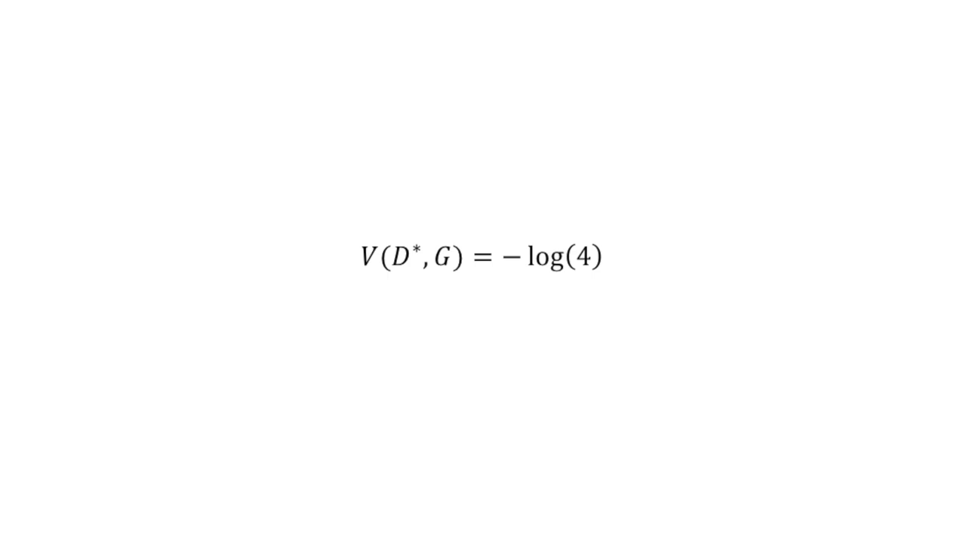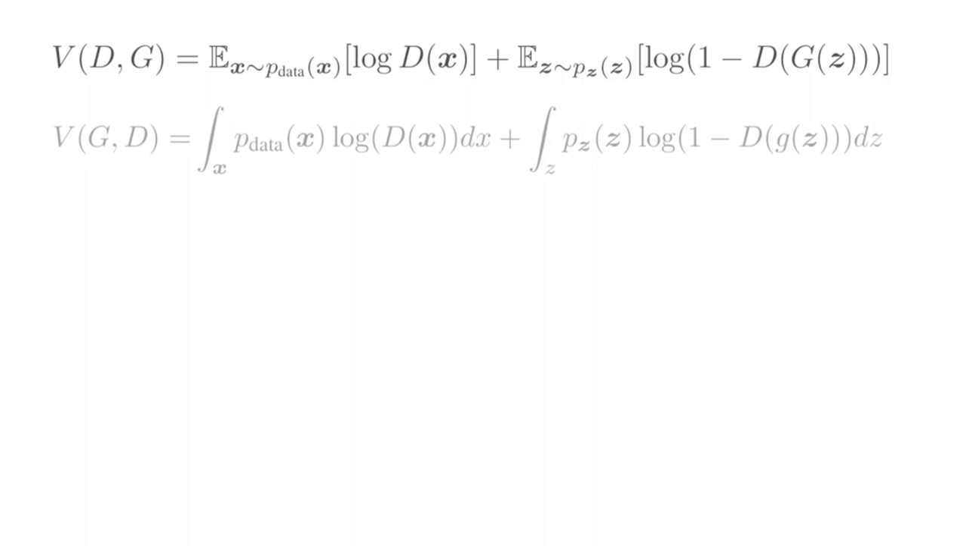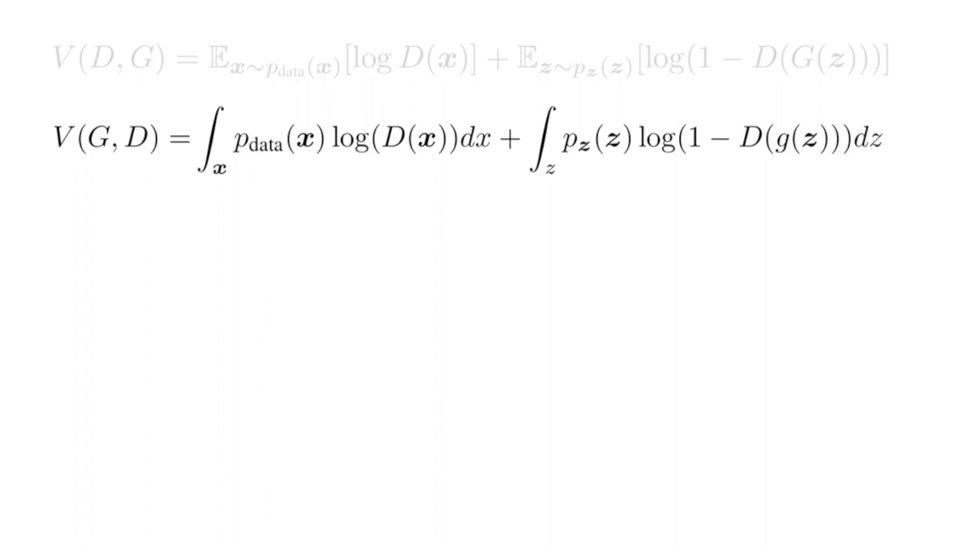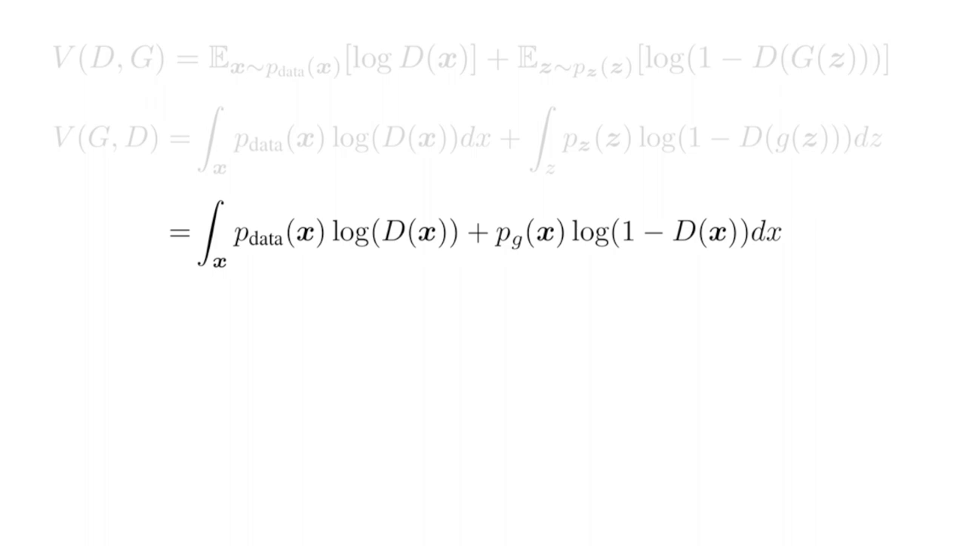To show this, let's write out the cost function, but expand the expectation values into their integral form. We can then make a change of variable in our second term so that we integrate over the generator's output directly instead of indirectly through the input noise variable. Now we have an integral over a single variable, denoted here as x, which represents data samples, and each term is weighted by the respective probability of it occurring in either the real data or the fake data.